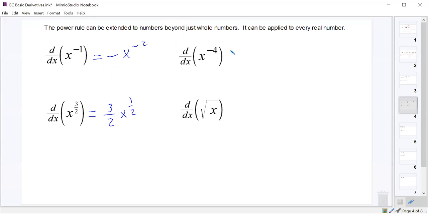What about x to the negative 4? Should be negative 4x to the negative 5. And root x should be 1/2 x to the negative 1/2, if we make that root x into x to the 1/2. And often we'll write that one as 1 over 2 root x. Good or no?